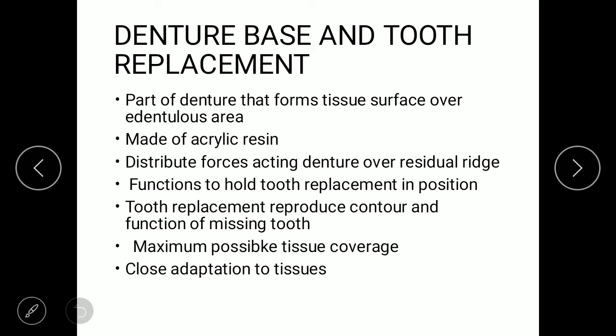There are various parts: major connector, minor connector, rest, rest seat, direct retainers, indirect retainers, denture base and tooth replacement. Actually, the final two, denture base and tooth replacement, are sub-parts. The main components are five: major, minor, rest and rest seat, direct retainer, indirect retainer.